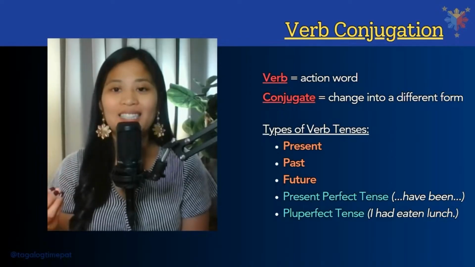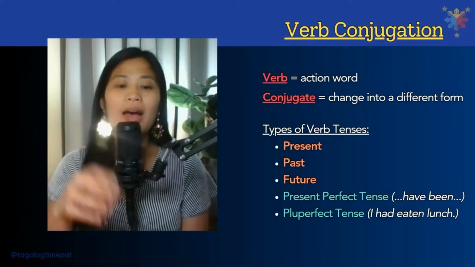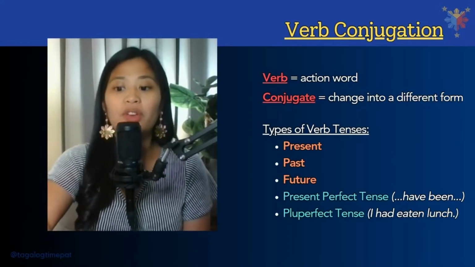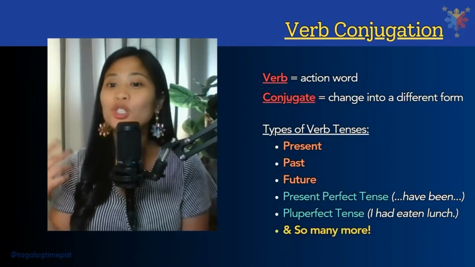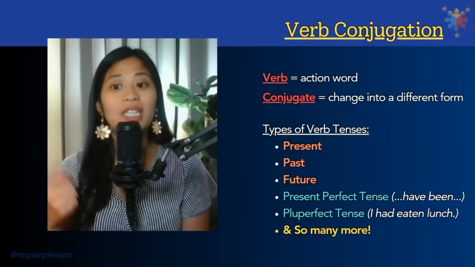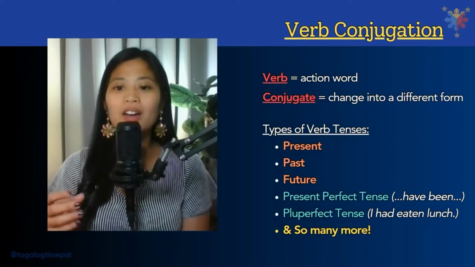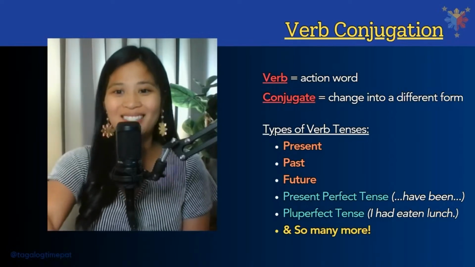I had eaten lunch. So that's something that happened in the past. It's done. It happened at a specific moment in time. And then there are just so many more verb tenses out there, especially in English. But in today's class, we will focus on how to conjugate verbs in the present tense.